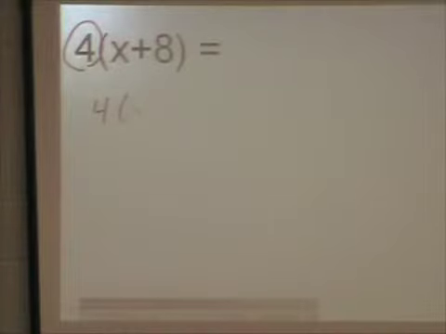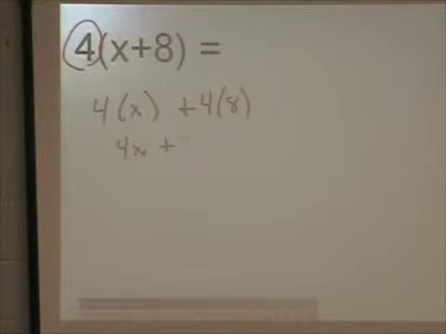Here, I have to distribute the 4 times everything in the parentheses. 4 times x plus 4 times 8. 4 times x is? 4x. 4x plus 4 times 8 is? 32. I cannot add 4x plus 32. They are not like terms. 32 does not have an x. So this is my final answer right here.